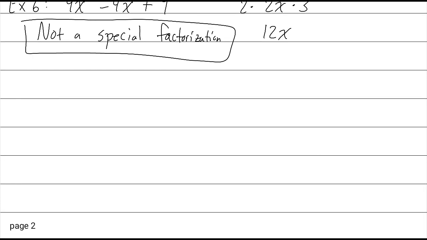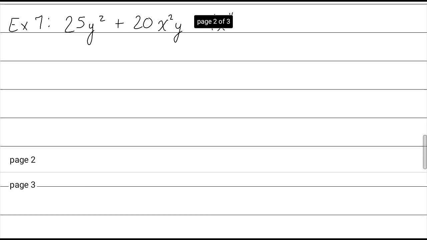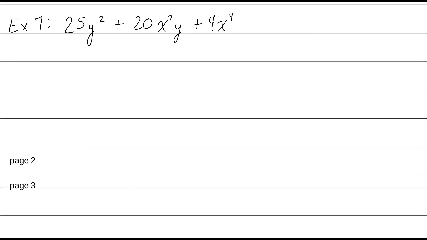Let's do one more. 25y squared plus 20x squared y plus 4x to the fourth power. Wow, okay. Well, I'm looking for a common factor. I don't see one from 25, 20, and 4. They're not all divisible by the same thing. y squared, y, no y, so no common y. No x, x squared, x to the fourth, so no common x. So this one doesn't have any common factors.